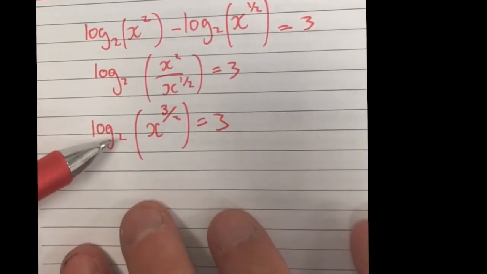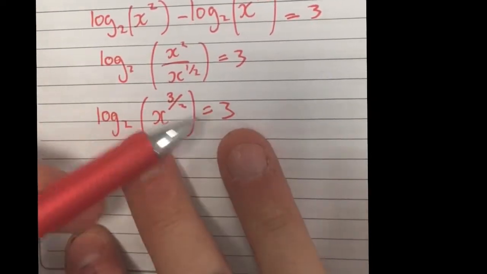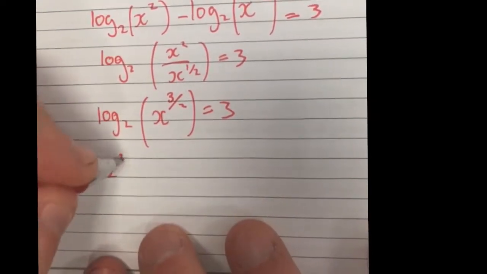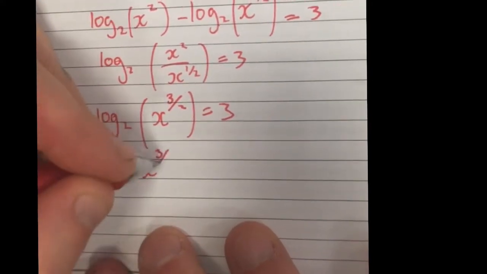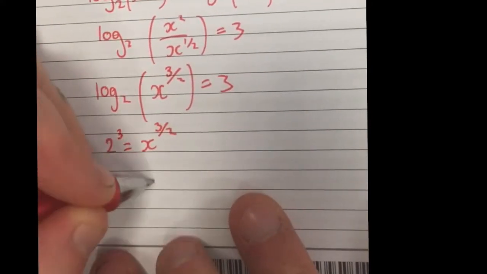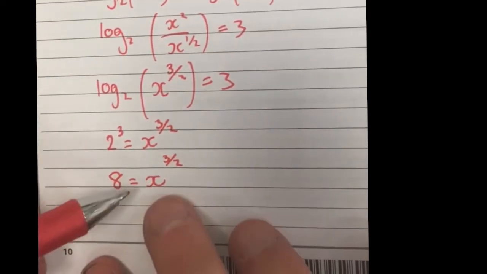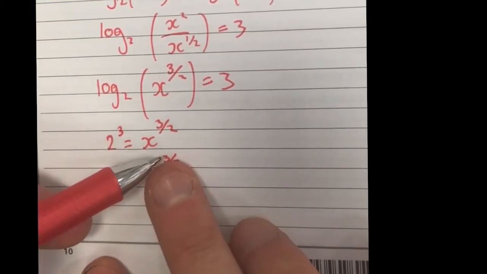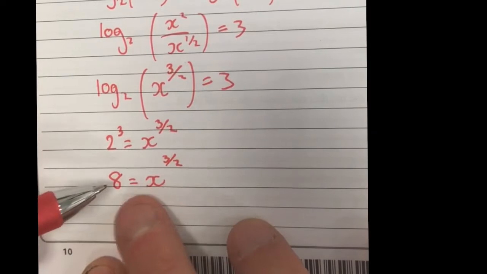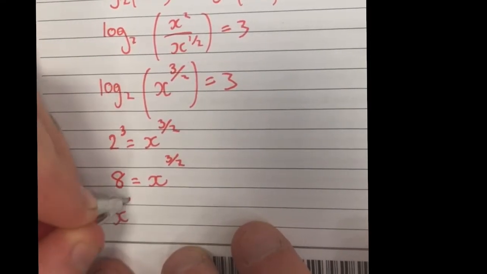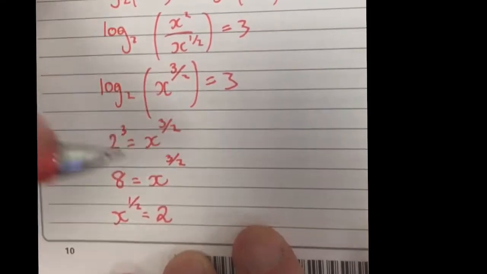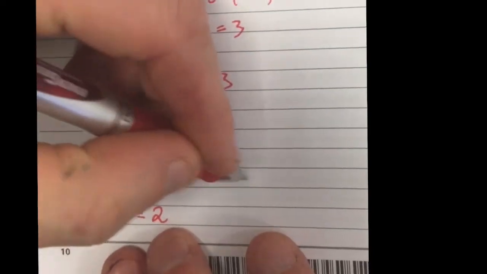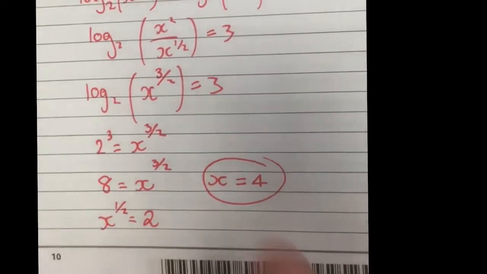Now we can change it to exponential form. So 2 cubed is this. So in other words, 8 equals x to the 3 over 2. Then we can cube root both sides and then square both sides. So cube root both sides, we get x to the half equals 2, and then square both sides to get x equals 4.